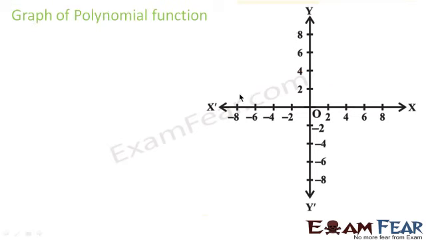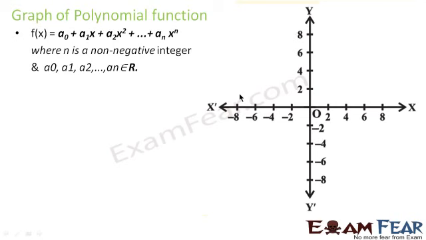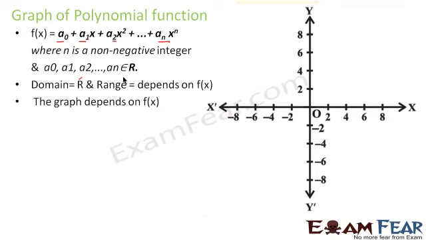Let's take an example of a polynomial function. A polynomial function is of the form a0 + a1x + a2x² + ... + anxⁿ, where n is a non-negative integer and a0, a1, a2, a3 and so on are all real numbers. Here the domain is R. We can give any real number, but the range depends on the function of x. And the graph also depends on the function of x.